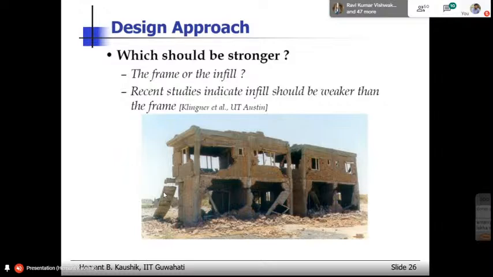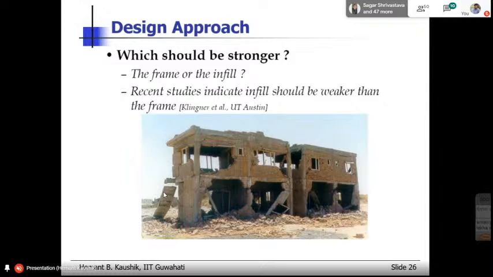So because of the formation of the diagonal strut in the infill, now you can imagine if the infill is very strong, the diagonal force, the axial force in the infill will also be higher. And when this axial force is higher, the shear that is transferred to the column will also be higher. So the columns will fail. That is what happened. That is what happened in this building.